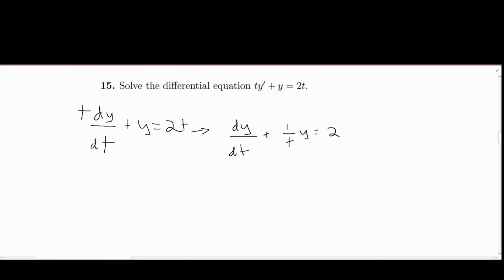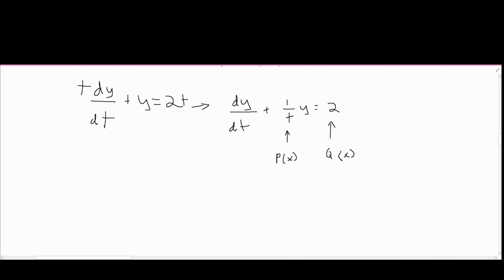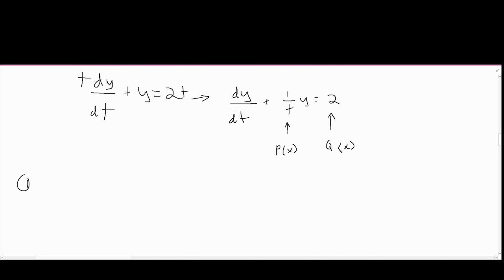So this is what we get. Our p of x, if we're using the theory of linear equations, will be 1 over t. Our q of x will just be 2. So now that we've labeled those, we can move on to step 1 of the theory of linear equations, and we can solve the integral.